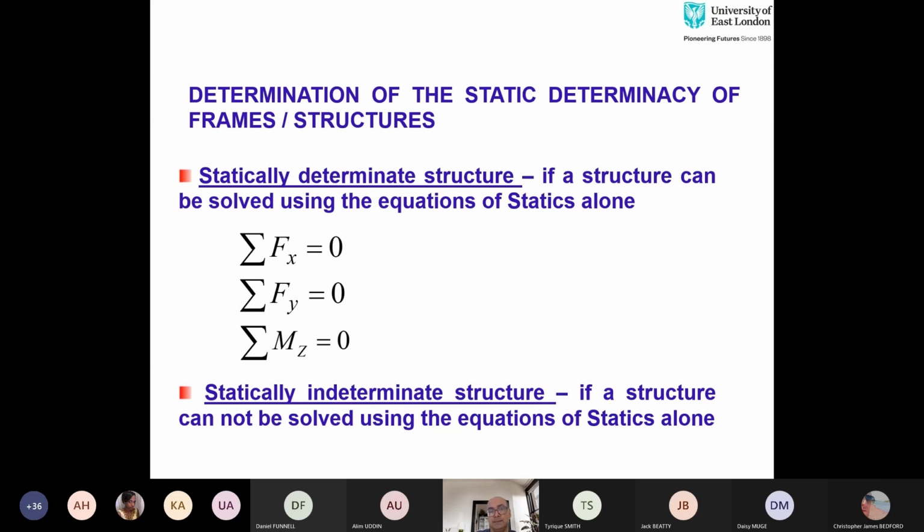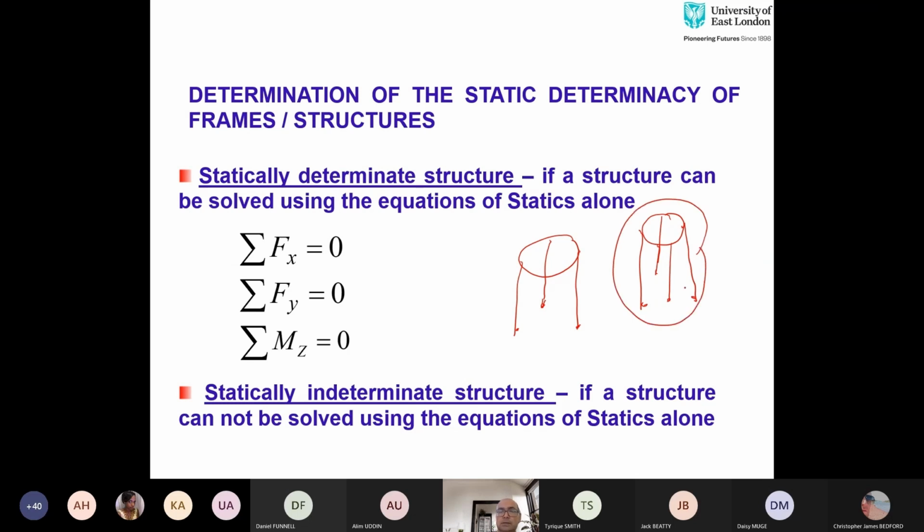Now, how about if it is less? If the number of unknowns is less than equilibrium equations, what will happen? What do you think will happen? Take the example of a 4-legged stool and a 3-legged stool. If it has 3 legs, it will have 3 reactions. If it has 4 legs, it will have 4 reactions. So this structure on your right is statically indeterminate because it has more unknowns than equilibrium equations.